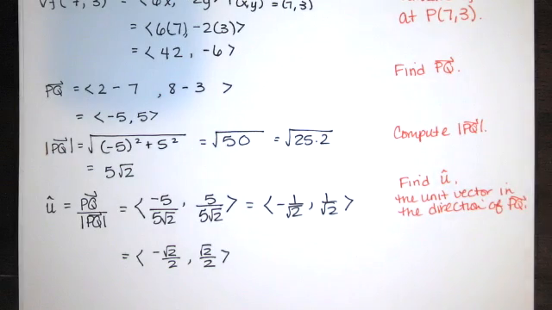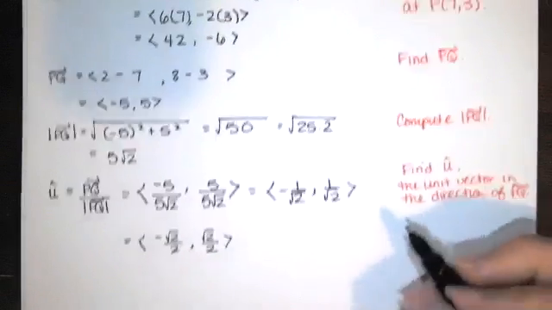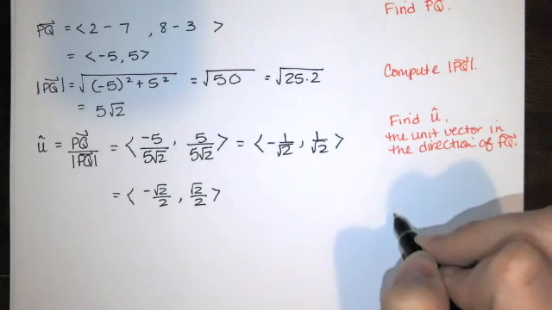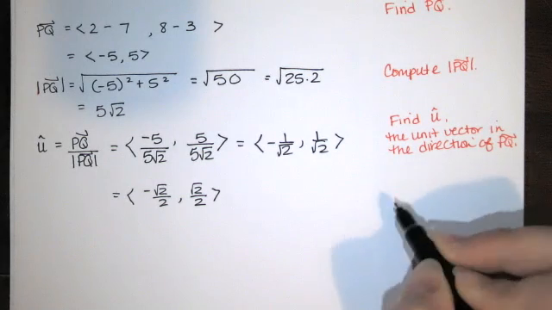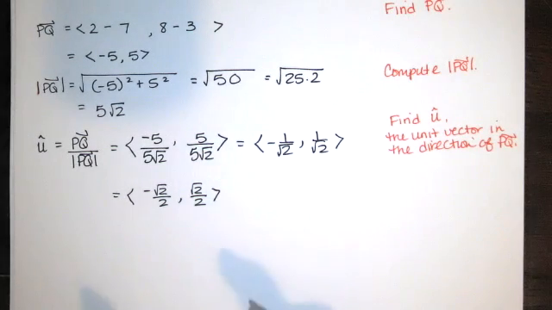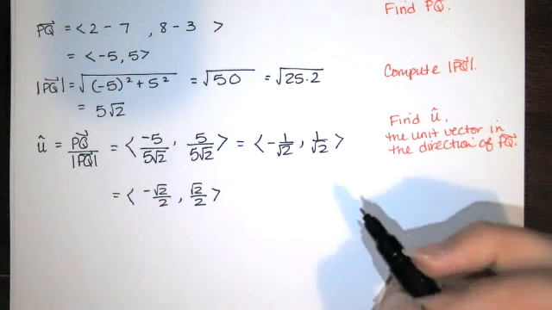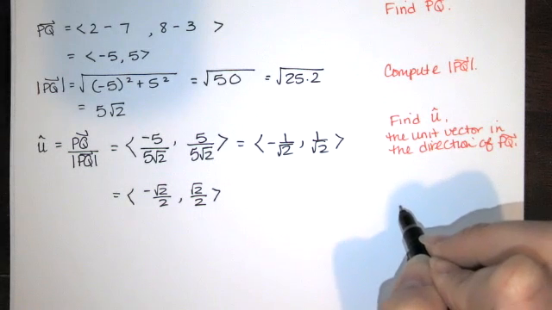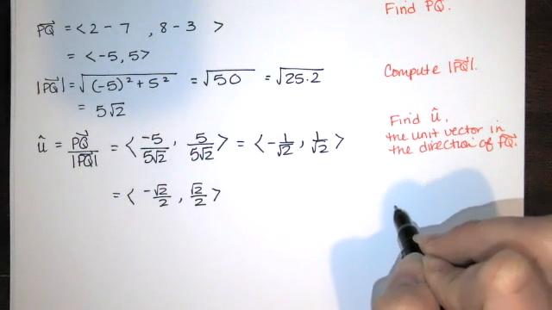Now the directional derivative is a number, it's a slope. It's a slope of the surface in a particular direction. So now that we have the two vectors, we're going to take their dot product, and the dot product of those two vectors is going to give us the directional derivative.